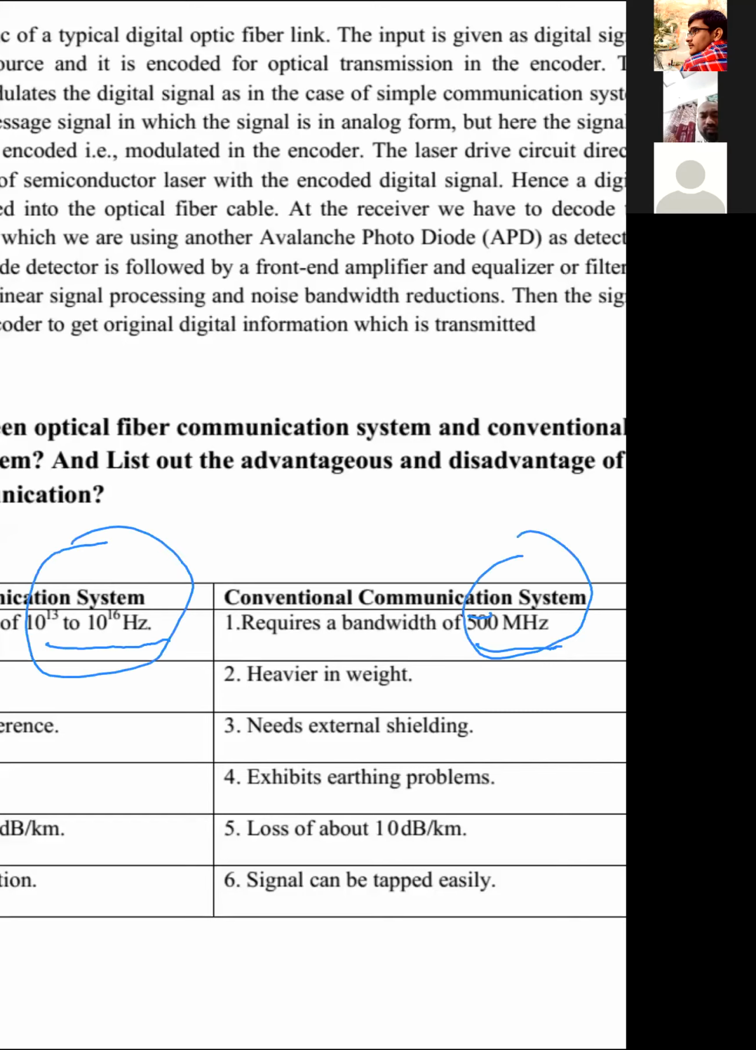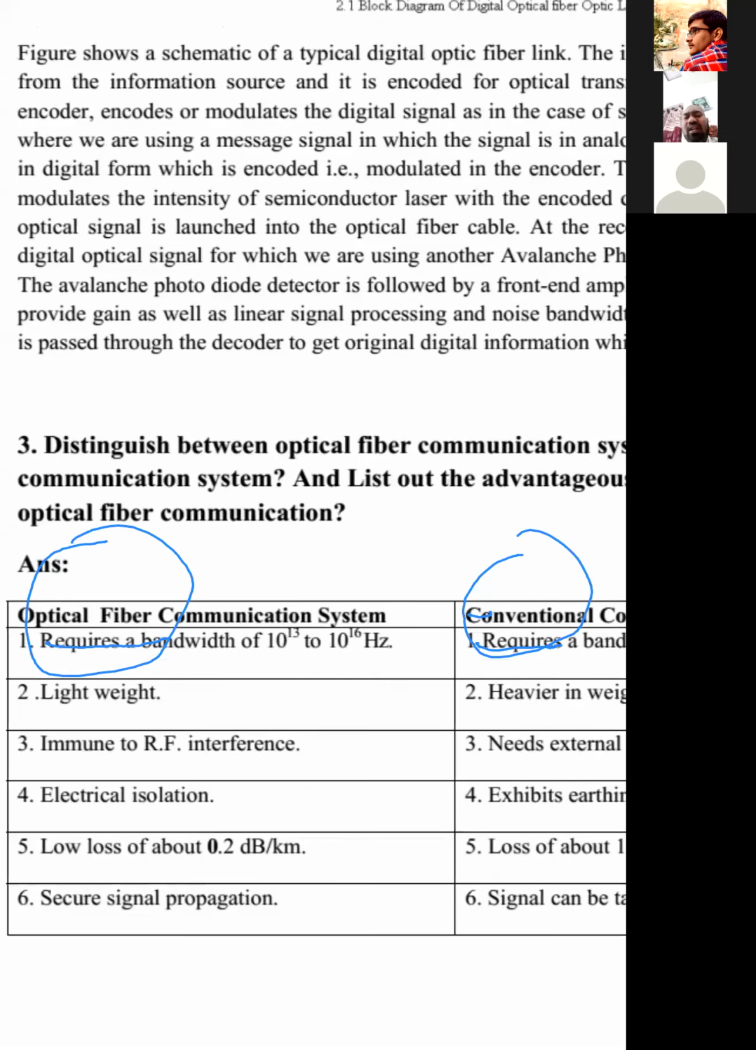Now optical fibers have less weight, whereas conventional cables will have more weight. I repeat, one of the advantages of optical fiber system is that it is lightweight, whereas conventional communication system has heavier weights. Now this is immune to RF interference. So no interference takes place here. No means very, very less.